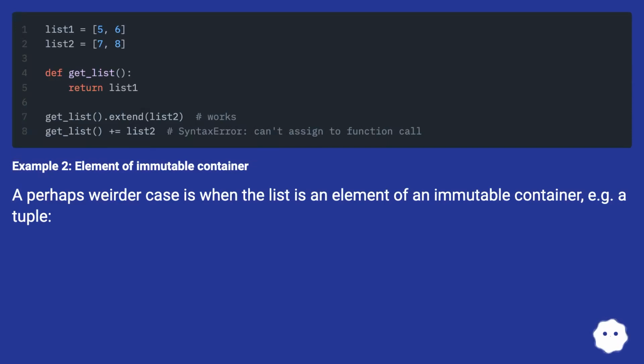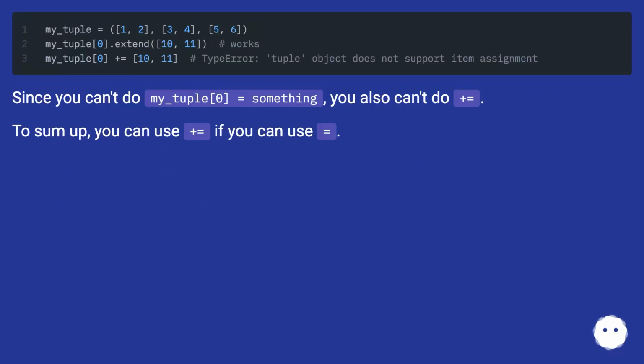Example 2, element of immutable container. A perhaps weirder case is when the list is an element of an immutable container, e.g. a tuple. Since you can't do my_tuple[0] = something, you also can't do plus equals. To sum up, you can use plus equals if you can use equals.